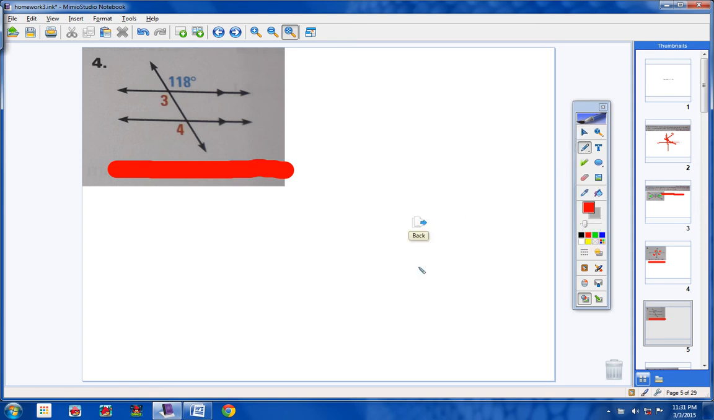Anytime two lines are cut by a transversal, it doesn't matter if those two lines are parallel or not. One could look like this, one could look like this, then this line here. Remember, all these angles with one dots are called corresponding angles. Those two angles are corresponding. Those two angles are corresponding. This angle and this angle are corresponding. And this one, they come in sets of two.